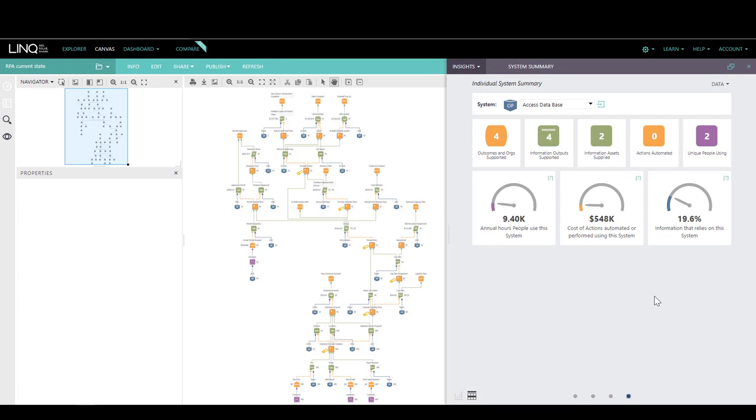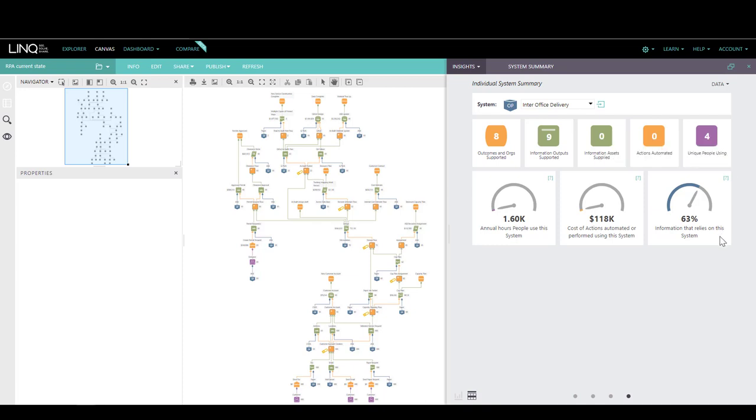This is helping us understand the impact that a system has on the flow of content through this part of the organization. So from the drop-down, we can pick any of the systems that we've modeled. Let's take intra-office delivery. So this system supports 8 of our business outcomes. It also supports the creation of 9 information assets. It's used by 4 people.